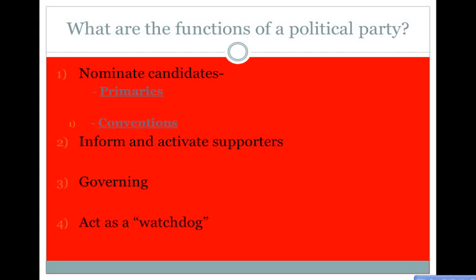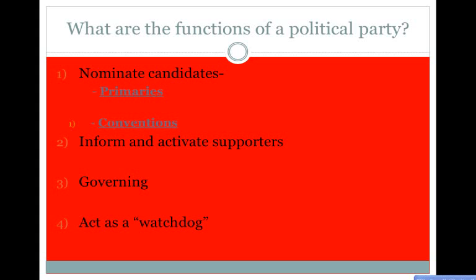The third job of a political party is to govern. Obviously, when a candidate from a political party wins, the goal of the party is to help that candidate carry out the agenda. So at the moment, the presidency is held by the Democrats, and the Democratic Party helps President Obama to govern. The fourth job of the political party is to act as a watchdog.